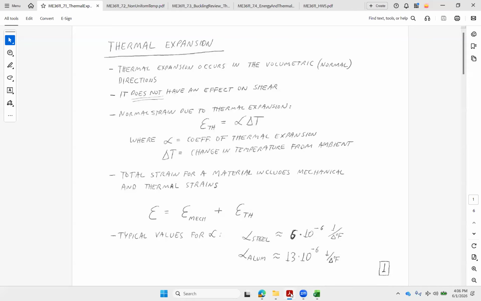So let's go ahead and dive on over, talk about thermal expansion. This is going to be our 7.1 slide deck. So thermal expansion is a material-specific property, and it occurs in our volumetric directions. That is all three directions of X, Y, and Z. And it affects all three of those normal strains. Does not have any direct effect on shear.